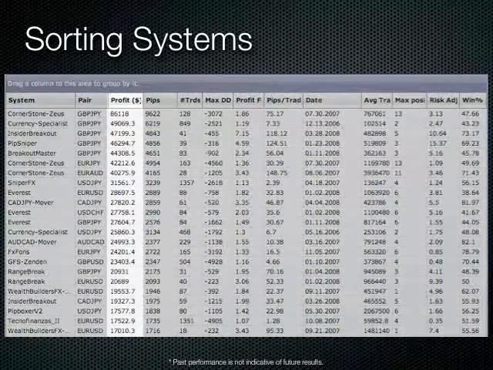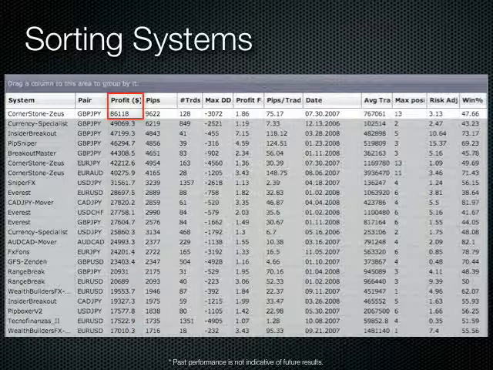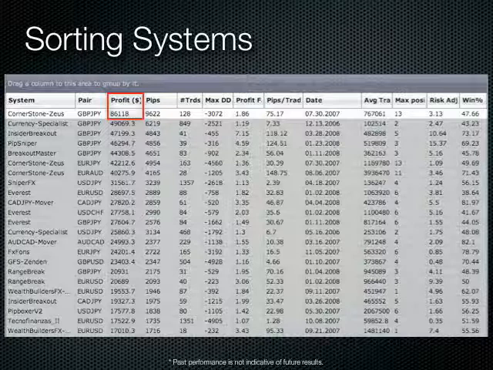After sorting by profit, at the top of the list is the Cornerstone Zeus Pound-Yen system. This system has had the best returns over the past 12 months and is certainly worth considering. But there are a few things that we have to keep in mind. Past performance is not indicative of future results, and remember, we have specific trading parameters that we are trying to follow.